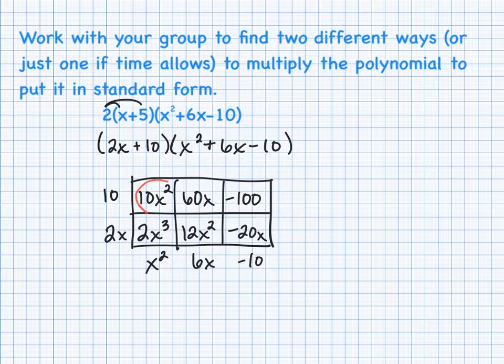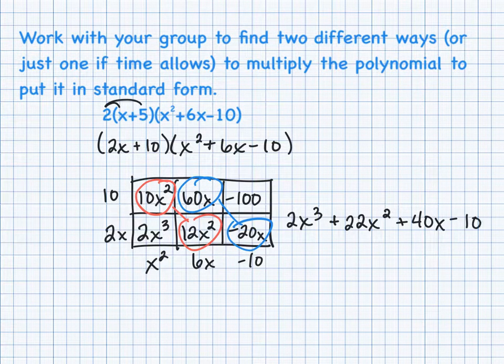Again, I'm going to combine my like terms, and then write it out with my highest exponent first. So 2x to the third, 10x squared plus 12x squared is 22x squared. Remember, when you're adding or subtracting, the exponents don't change. And then 60x plus negative 20x is positive 40x. And then minus 100. And that's my standard form for that one.